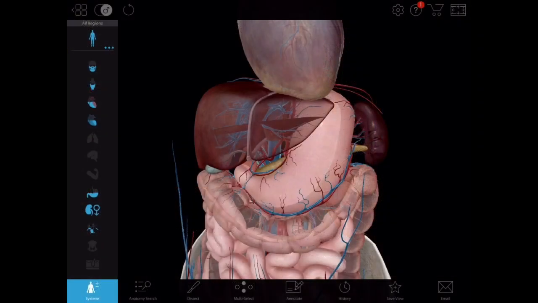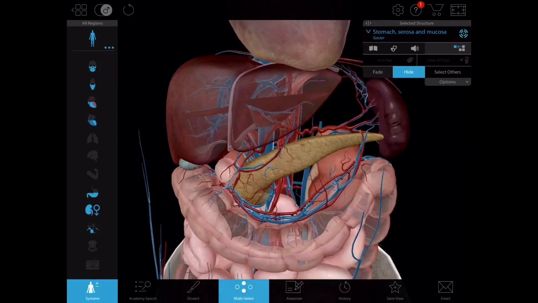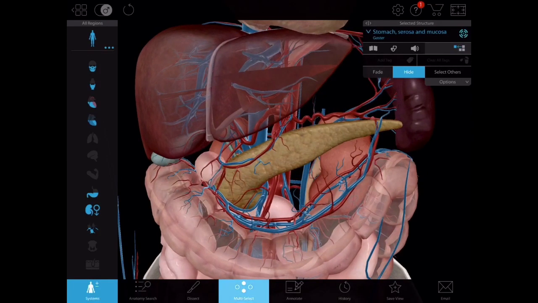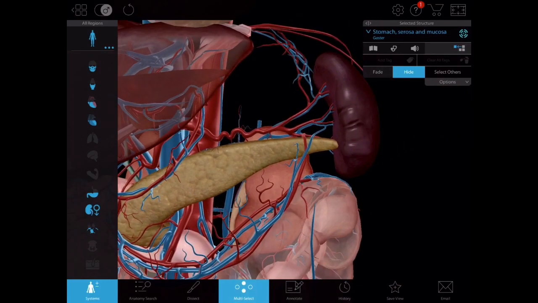Okay, just to have a look at the vascularization of the spleen, maybe we could just make the stomach disappear, and you can see how the spleen receives its blood supply. So it's basically coming by the splenic artery, which is a tortuous artery. It's a branch of the celiac trunk.